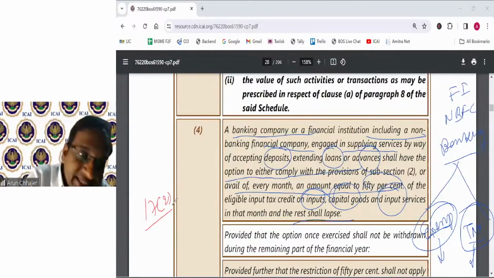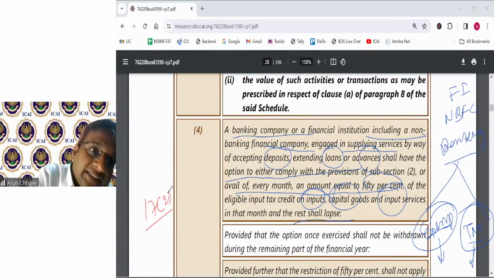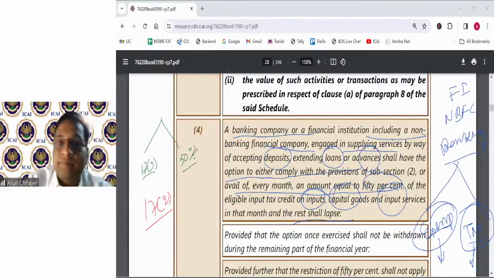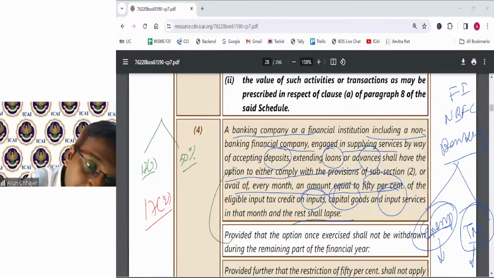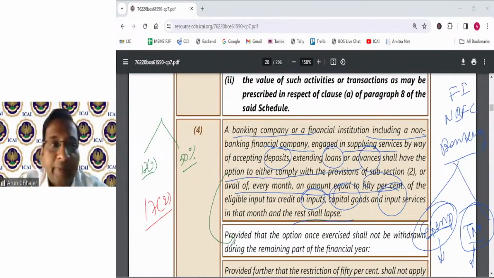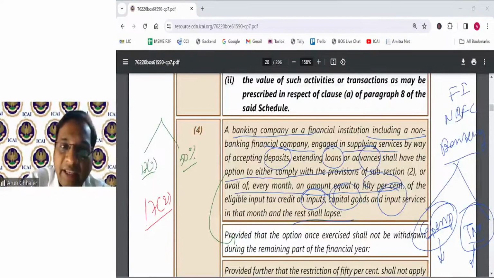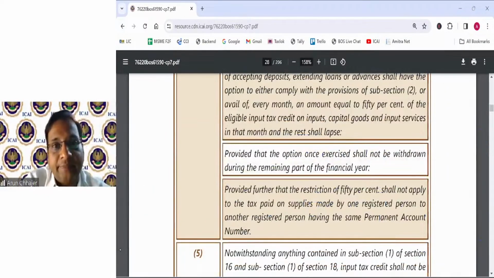17.4 says you have two options. Either go for 17.2 or a straightforward 50% reversal. But again, for the purpose of reversal of the 50%, they have given relaxation to one item.